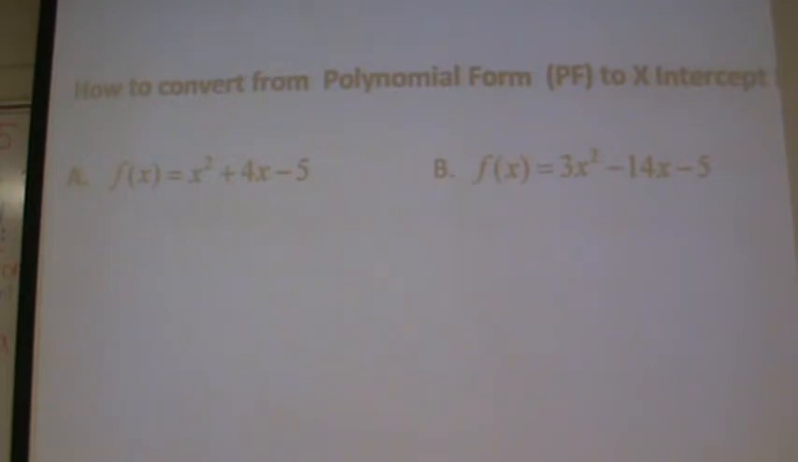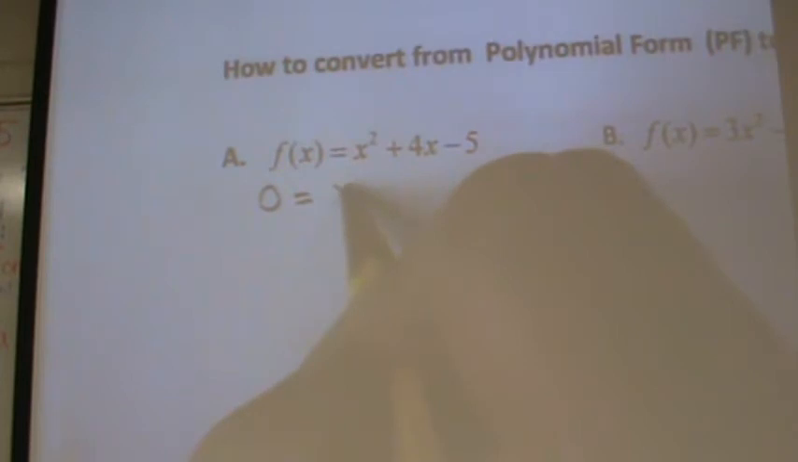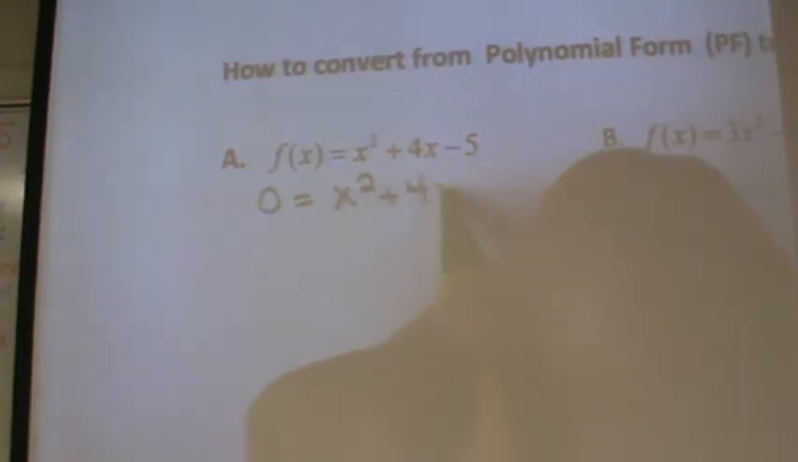Can we go from polynomial form to x-intercept form? Yes. We learned in chapter 2, 2.2, how to get the x-intercepts. How do you get the x-intercepts? What you do is you set y equal to 0 and you solve. Now, how are you going to solve these? Well, there's 3 ways. 1, if it's factorable, factor it.